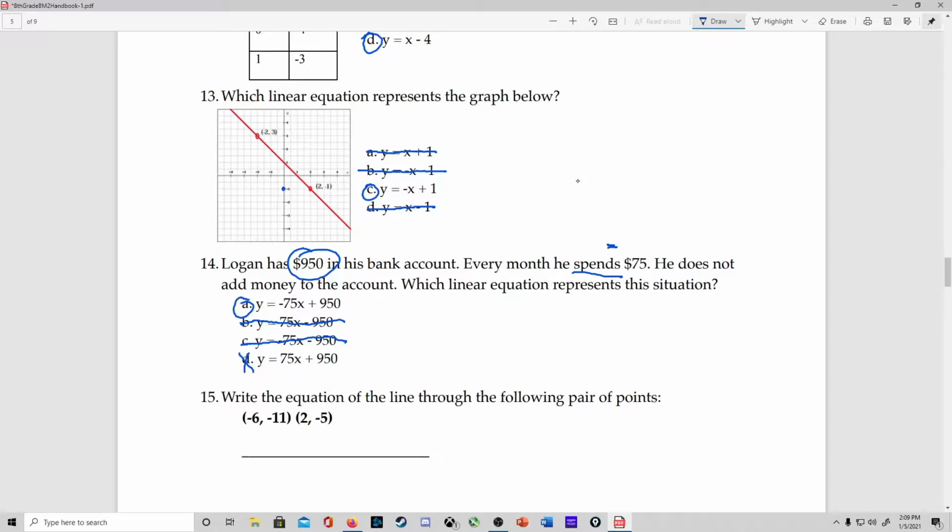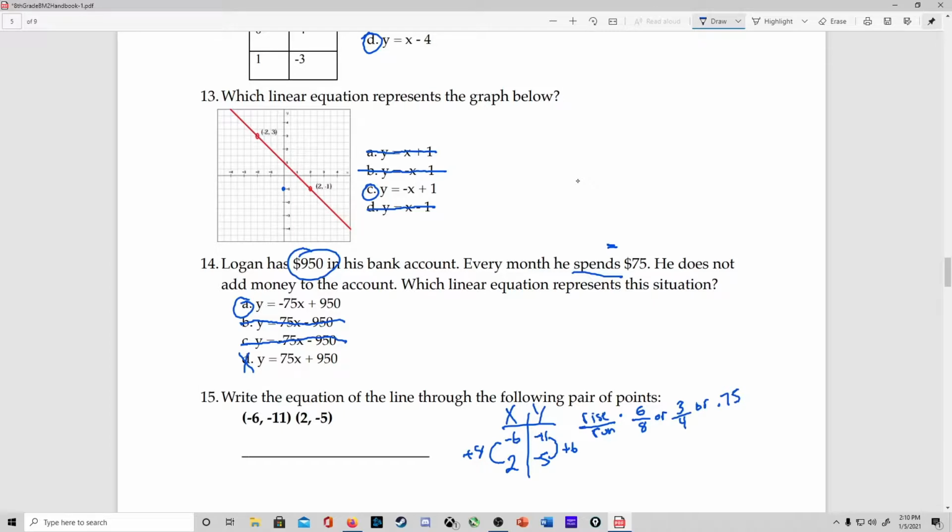Number 15. So number 15 is just showing us these same functions, but as coordinate pairs. So you can put these in a table, and then it might be easier for you to write the equation. So in the table, you've got negative 6, negative 11, and then 2, negative 5. If we're going to do rise over run so we can find slope, we're going to see that this is plus 6, and this one here is plus 8. So then we know our rise over run is 6 over 8, or we could also call this 3 over 4, okay? Or if you want to do it in decimals, this is 0.75.